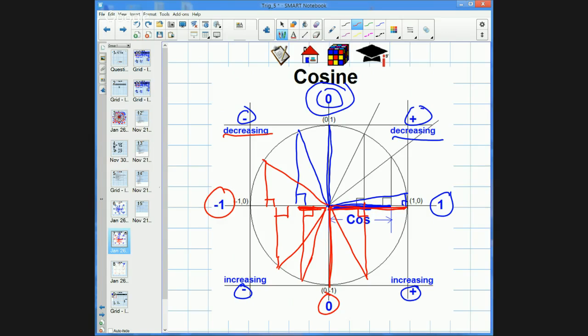So summary of the cosine. Horizontal guy, whenever it's to the right, it's positive. Whenever it's to the left of the y-axis, it's negative. It's increasing this time in the third and the fourth quadrant, just the opposite of the sine, and it's decreasing in the first and the second quadrant.